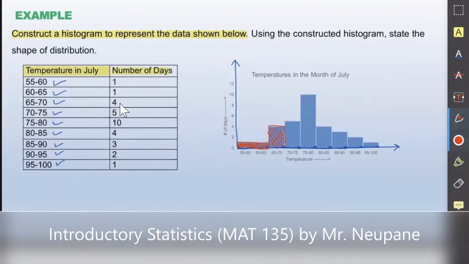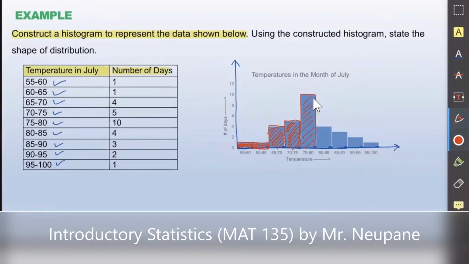And then 70 to 75, height 5. You can see there the height is 5, which is in between 4 and 6. Okay, so that is the bar. You just continue like that now. Then after that, we have 75 to 80, which is 10.